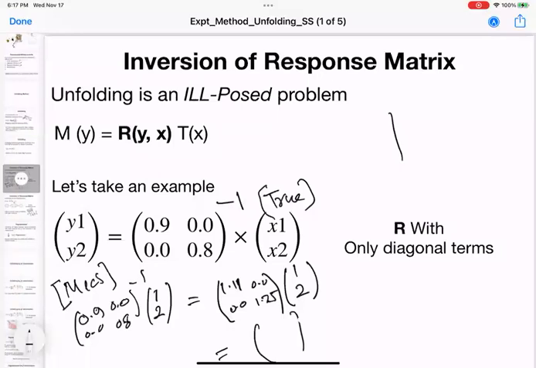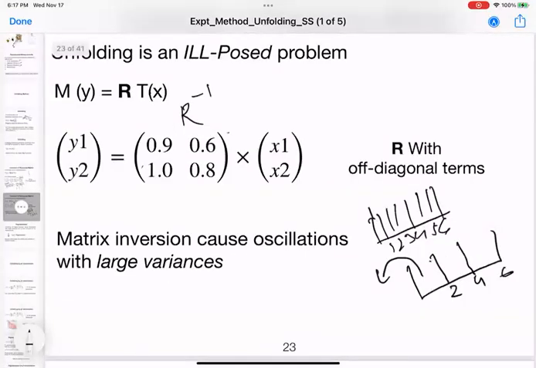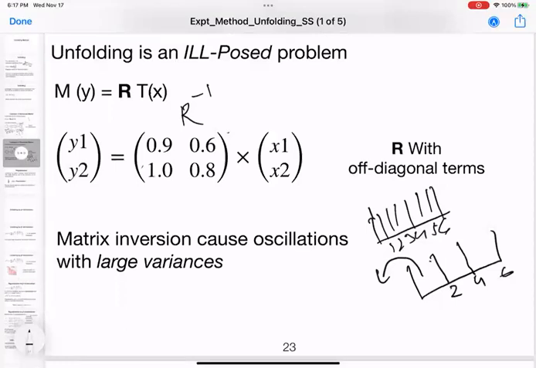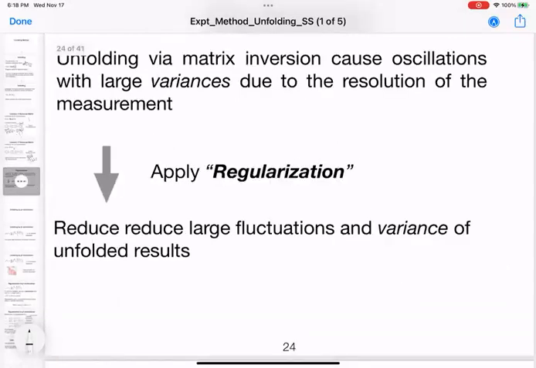These oscillations come from the off-diagonal terms in this inverse matrix. I can show you an example later in the slides of how this oscillation comes in a real case when we are applying it to real data. Okay. To reduce those oscillations, we have to apply what is called regularization.